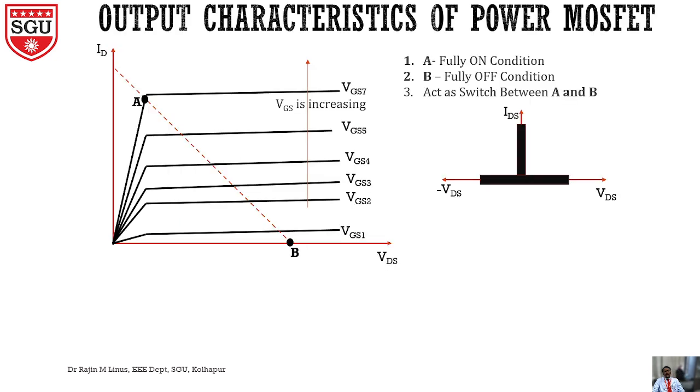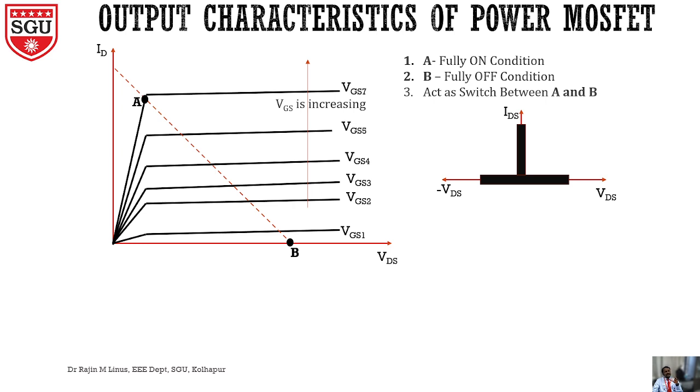Then let's see the output characteristics of the power MOSFET. In the output characteristics, output means output voltage. The voltage is the voltage across drain to source, and the current will be ID, the drain current, right? Assume that when the drain to source voltage is very small, the variation of drain current with respect to drain source voltage is linear. See here, this is linear.